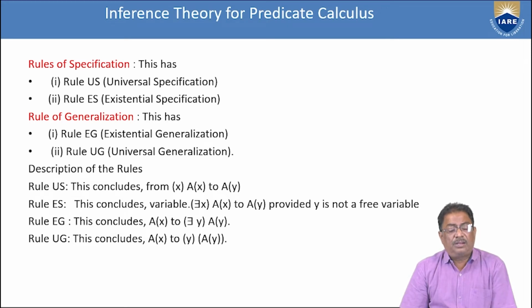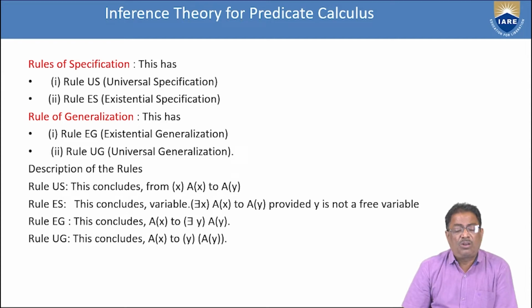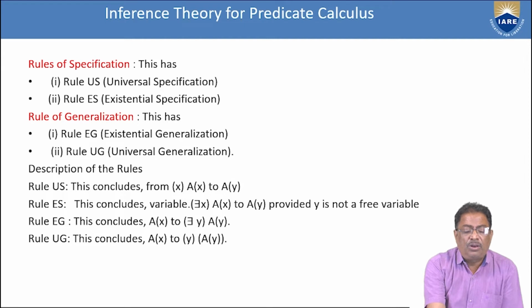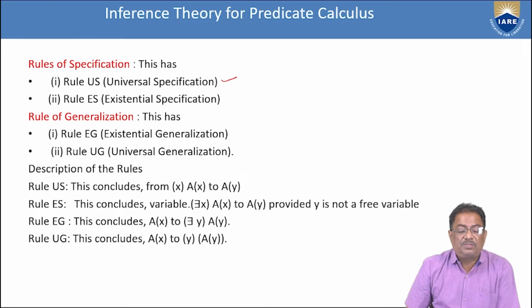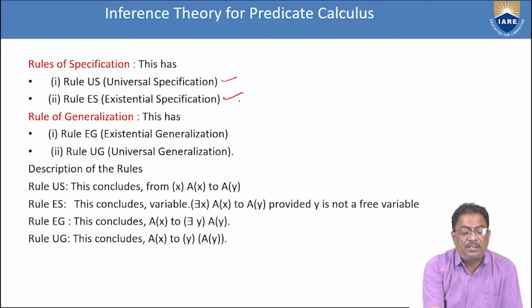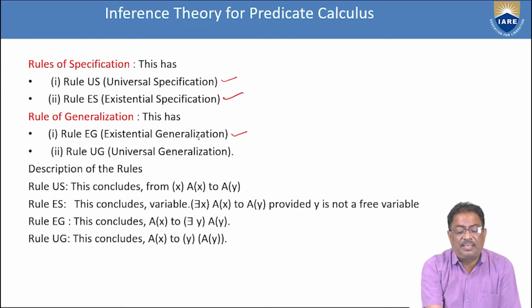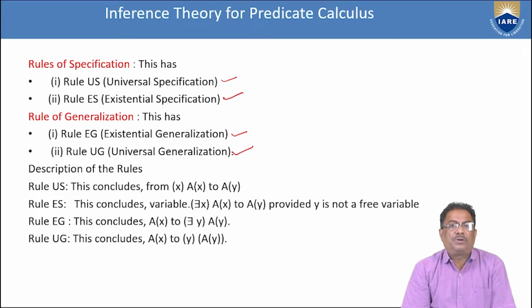Now, let us consider the inference theory for predicate calculus. Here there are two rules: the rule of specification and the rule of generalization. The rule of specification is US, that means universal specification, and rule ES means existential specification. Then for the rule of generalization, we take EG, existential generalization, and UG, universal generalization.